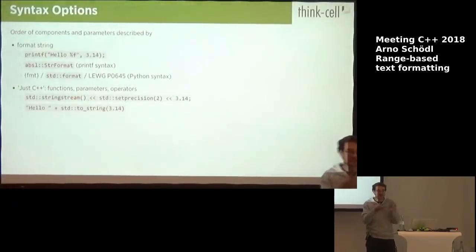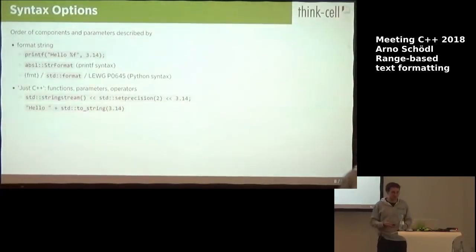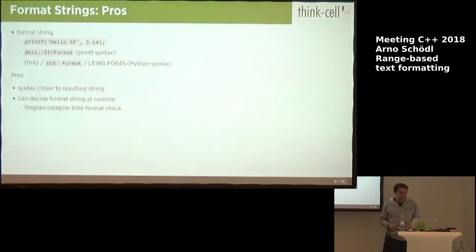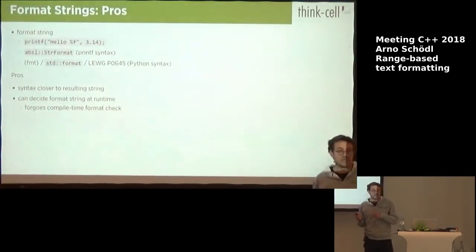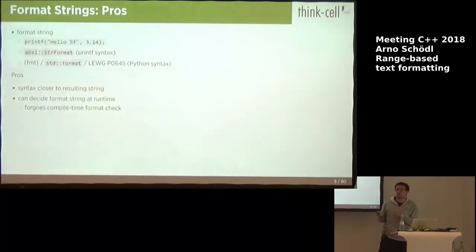You put together C++ constructs in some way. For example, IO streams uses the shift operator, or you simply concatenate strings, and that describes how you want to put together your string. We can go through each one of them and see which one is good, what are the pros and what are the cons. So let's look at format strings first.